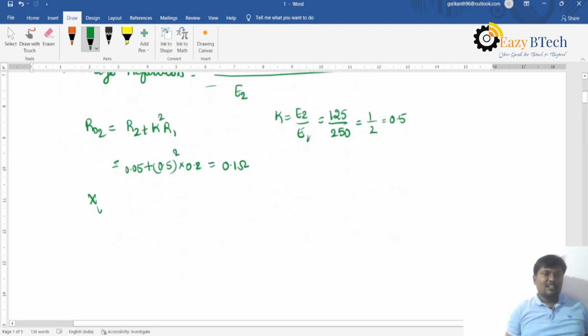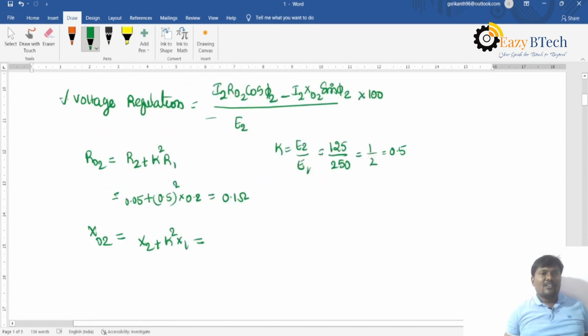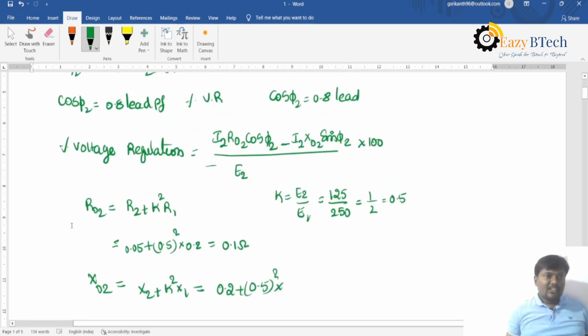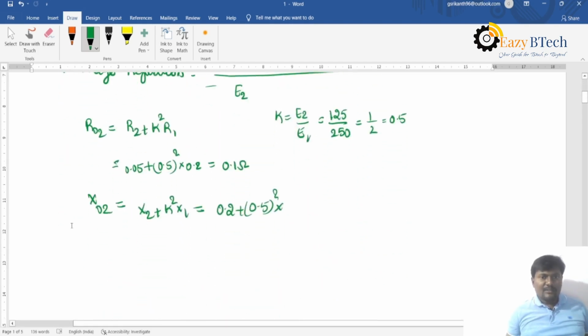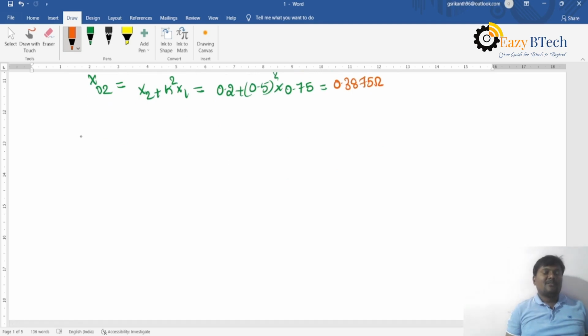Similarly, you can find the total leakage reactance referred to secondary, X2 plus K square times X1. The X2 value is 0.2. 0.2 plus 0.5 whole square into the X1 value, which is 0.75. So now I got the answer as 0.3875 ohms.